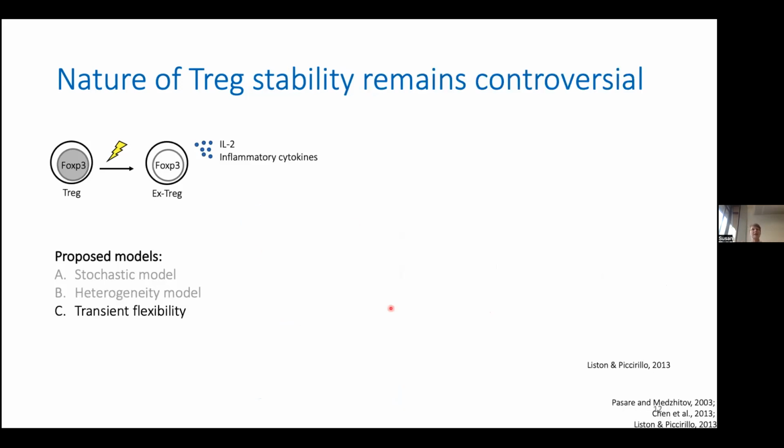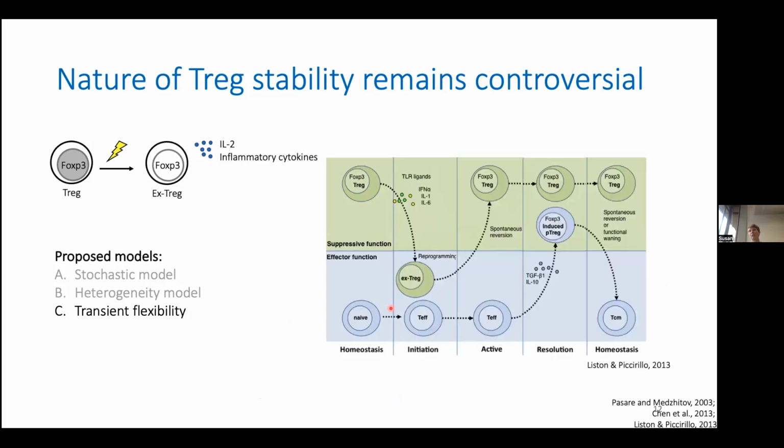The transient flexibility model suggests that during an immune response, the effector T cells get activated and mount the immune response, and towards the resolution, some of them may actually become induced pTreg, but mostly we'll be left with a few central memory T cells.